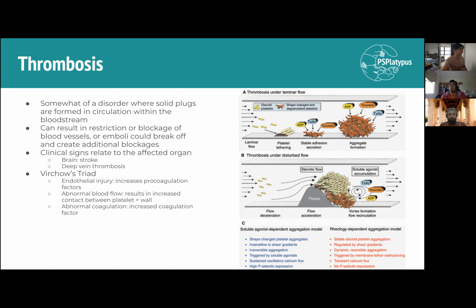clot formation, right? And then you get abnormal blood flow, which results in more contact of platelets with walls, as well as increased coagulation factors within the blood. And this just results in a higher likelihood of thrombosis occurring, and as a result of that, the higher chances of embolisms.